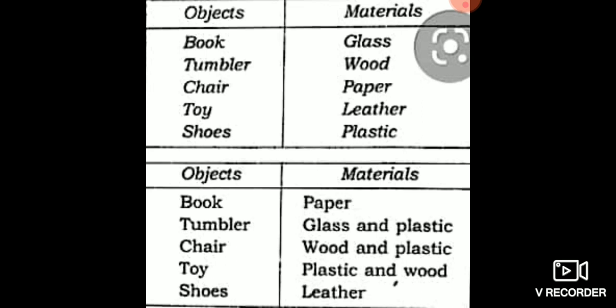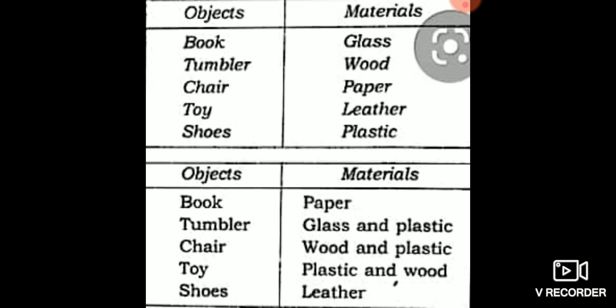These objects are anything we can see and touch. For example, you can see the book and you can touch the book, therefore book is an object. Similarly, tumbler, chair, toys, shoes, etc. These are all the examples for objects.